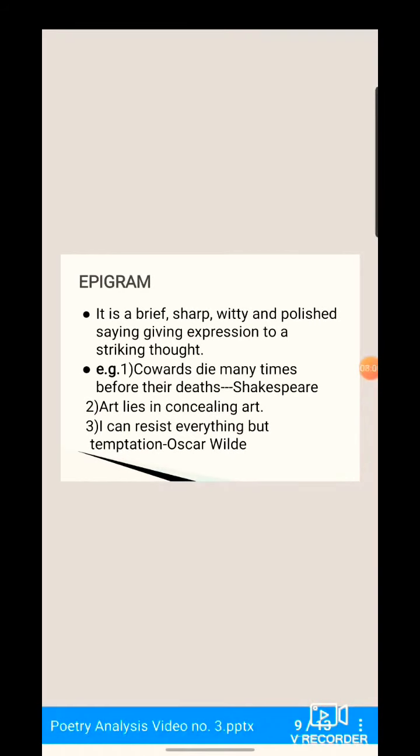Then, "Art lies in concealing art." Another fine example comes from Oscar Wilde. "I can resist everything but temptation."